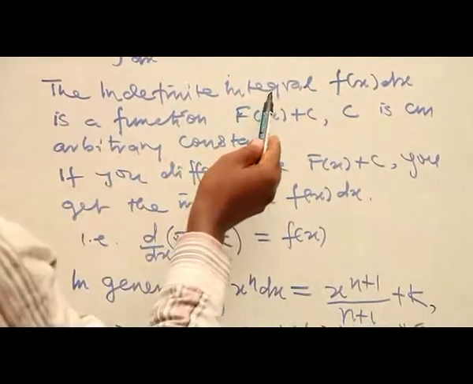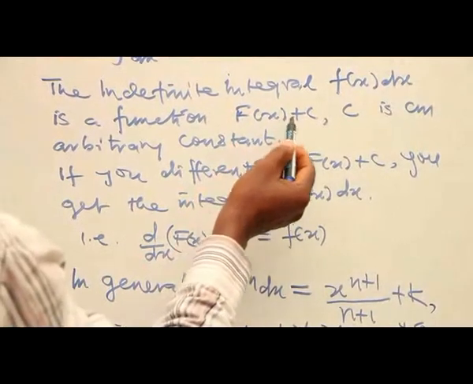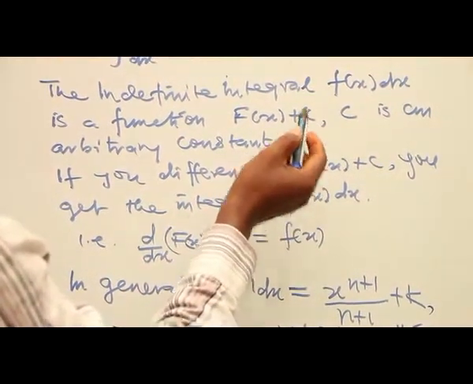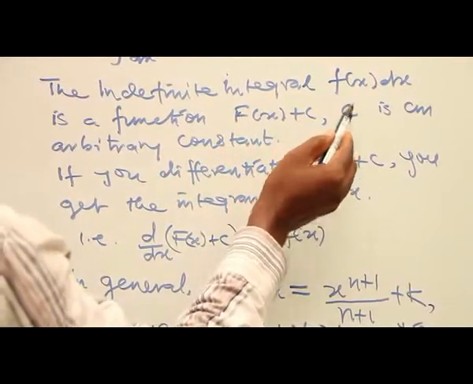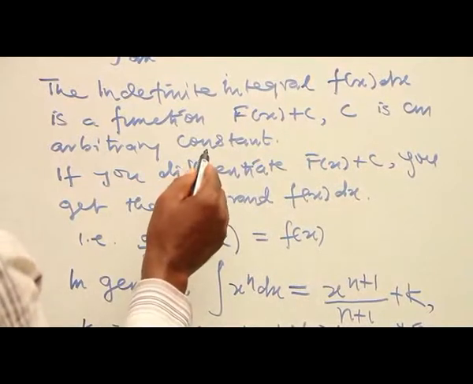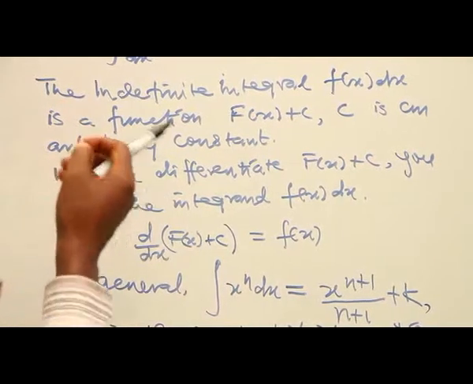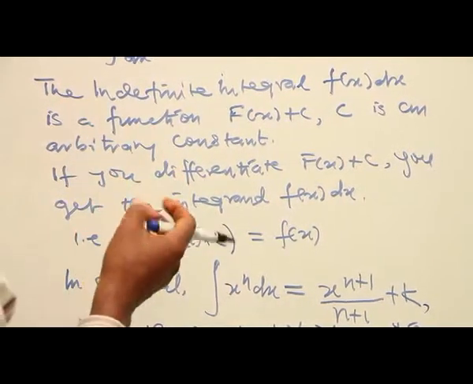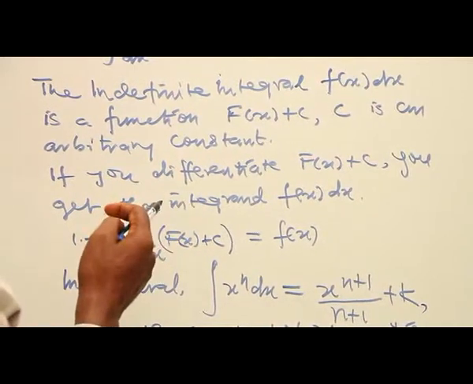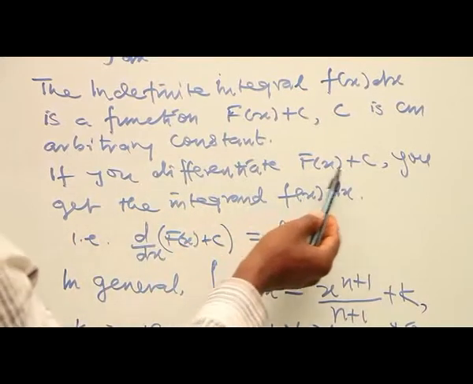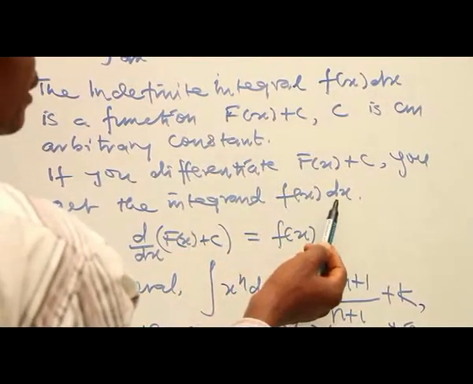Now, the indefinite integral f of s ds is a function F of s plus c. That is, when you integrate this, you will have this new function. And the c here is an arbitrary constant. In other words, when we carry out integration, there is always a constant c, and we determine that constant c if given other necessary information. If you differentiate F of s plus c, what do you get? You will get the integrand f of s ds.